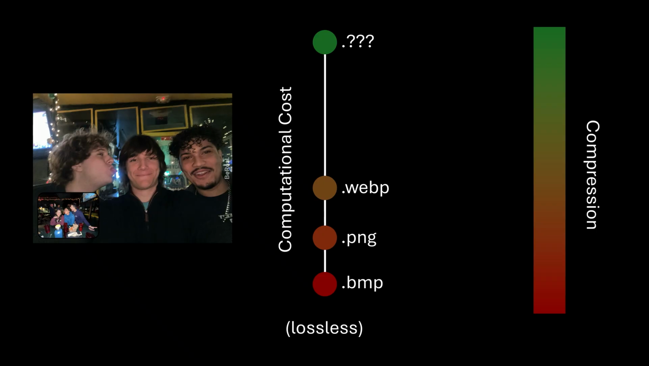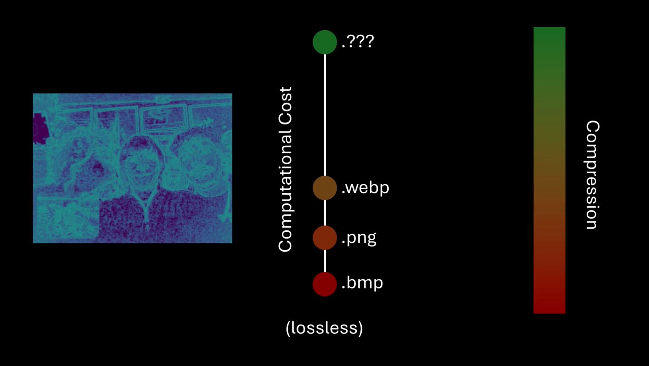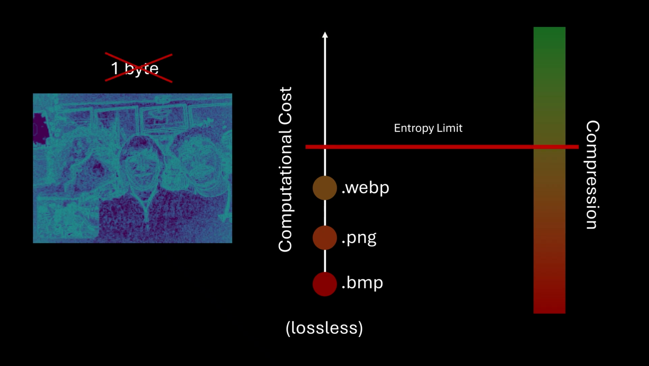Well, no. Every image has a certain amount of entropy in it, which is how much actual information is in the image. Like, if we wanted to store every pixel of this image in just 1 byte, that simply wouldn't be possible because there's too much information in the image, giving us an entropy limit. This limit changes depending on the entropy of the image we're trying to store.